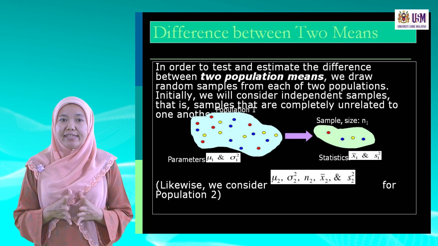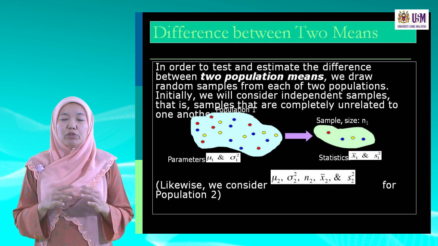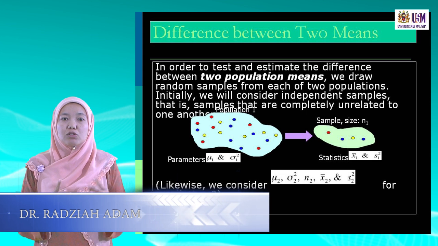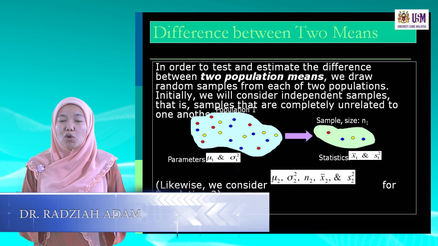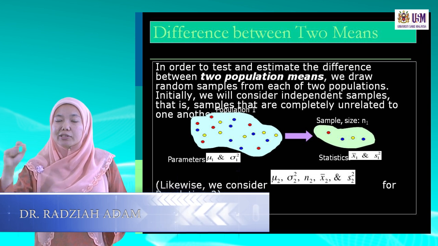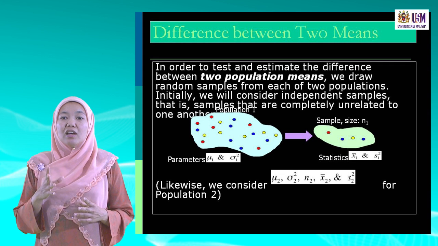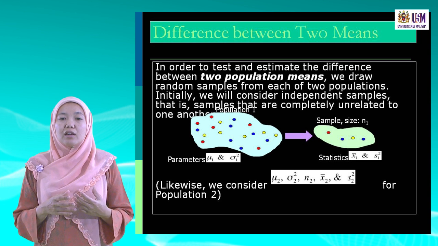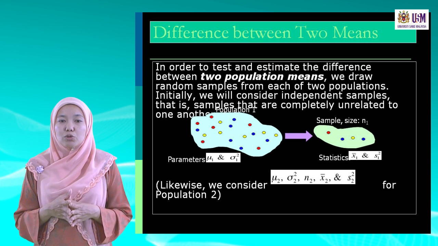Let's look at the difference between two means. In order to test and estimate the difference between two population means, we draw a random sample from each of the two populations. So initially, we'll consider independent samples, that is samples that are completely unrelated to one another. On the left hand side, you have the populations. For population 1, with parameters mu 1 and sigma 1 squared, a small sample is taken out, with sample size n1 and the statistics x bar 1 as well as s1 squared. For population 2, you can consider mu 2, sigma 2 squared, sample size n2, x bar 2, and s2 squared.